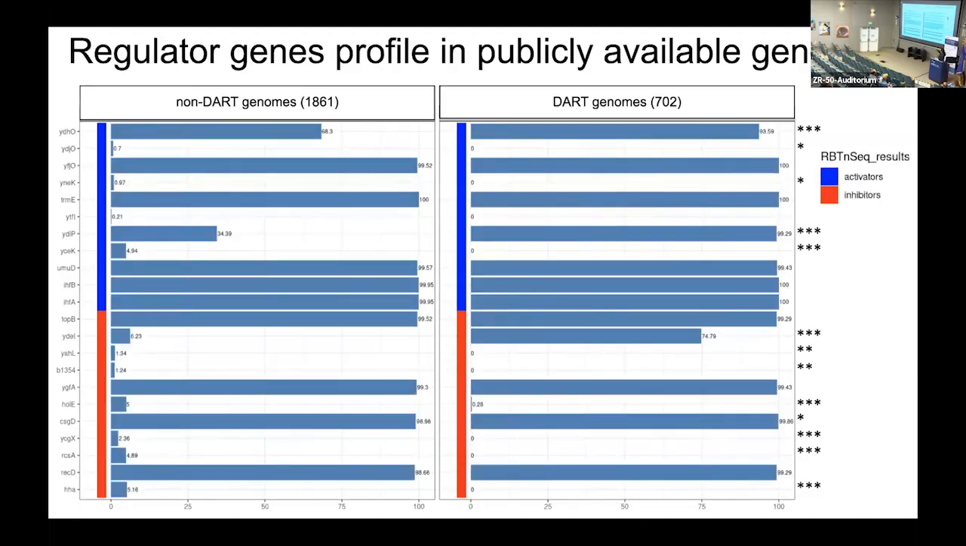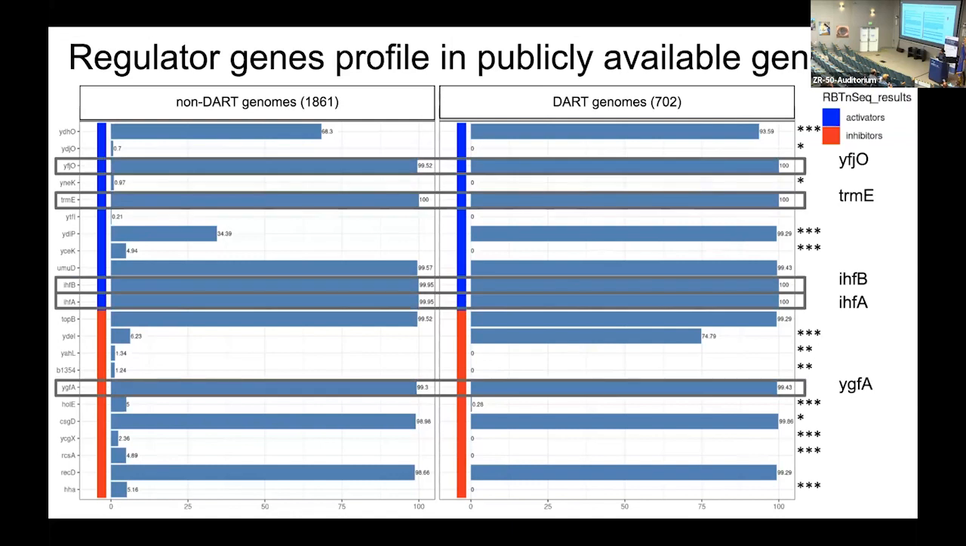I examined the presence-absence profile of these same regulator genes, shown here on the y-axis this time, subclassified as activators and inhibitors in blue and red, and looked at the number of genomes in which these regulator genes are present. And interestingly, some of the profiles were conserved. The 5 genes that were present in all the 11 strains that I looked at before are also present in more than 99% of the samples here.